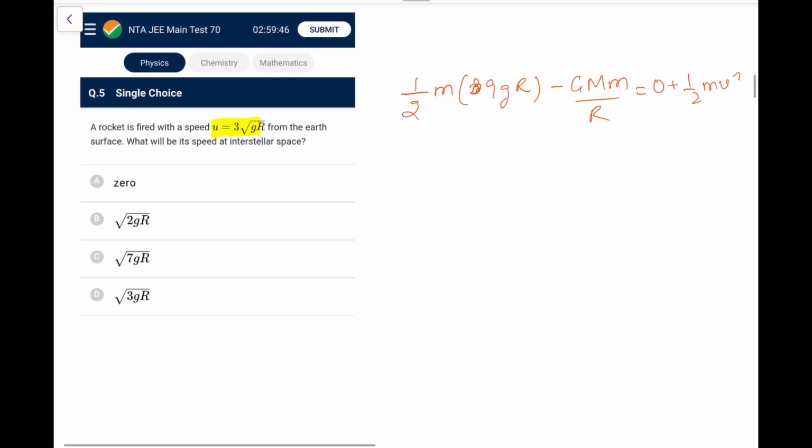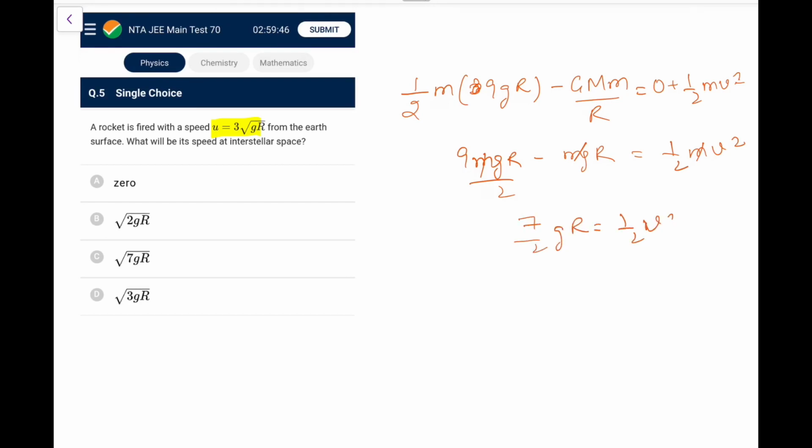So what you can do, you can write this GMm by R in terms of mg. You can write it as mgR because g is GM by R square. So what you have, 9 mgR by 2 minus mgR equals half m v square. So this m goes. So 9 by 2 minus 1, that is 7 by 2 gR is equal to half v square. So v comes out as root 7 gR. So you can go for this option, it is C.